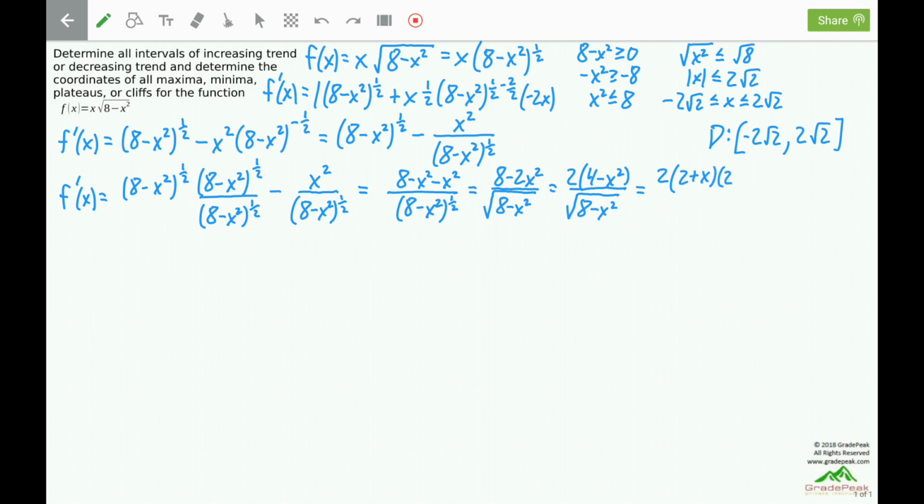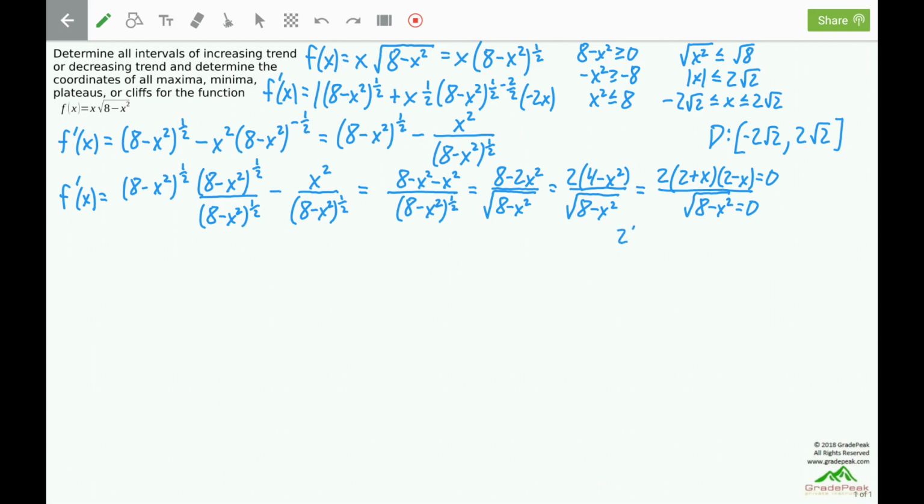x and 2 minus x. Leaving the denominator alone, we have the first derivative written as a single fraction. All powers are positive, so we can now set the numerator equal to 0 and the denominator equal to 0 and solve for all x's.